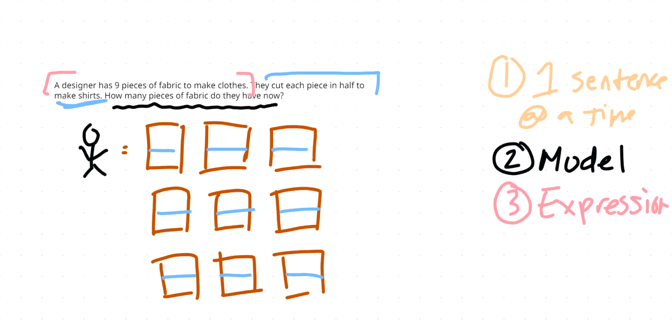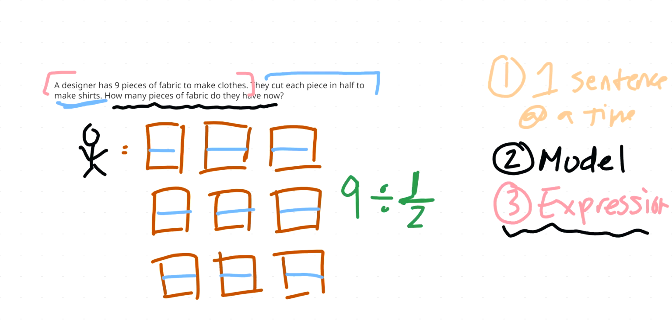This is where the expression can come in, because let's break down what happened here. What we saw occur was that we had 9 pieces of fabric and we ended up dividing them in half. Knowing that expression, and the patterns that we've been studying, I'm starting with a whole number and dividing by a fraction. Therefore, I should have a whole number as an answer.